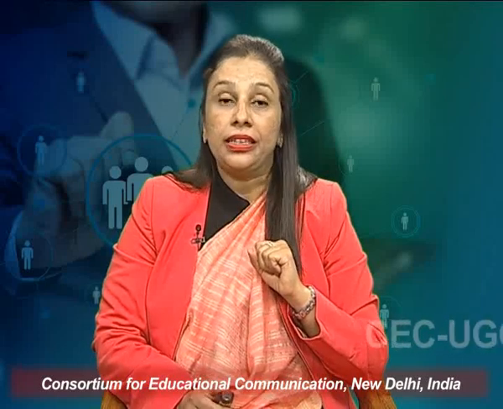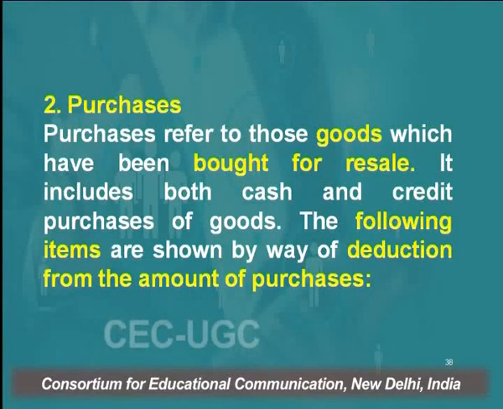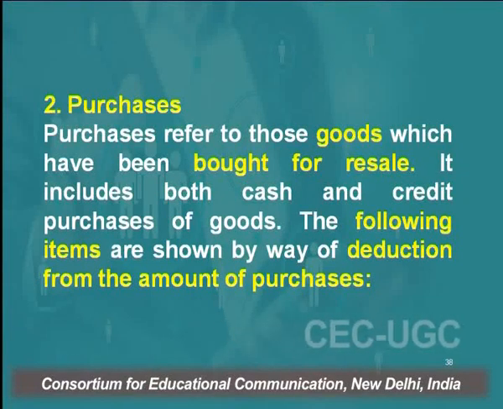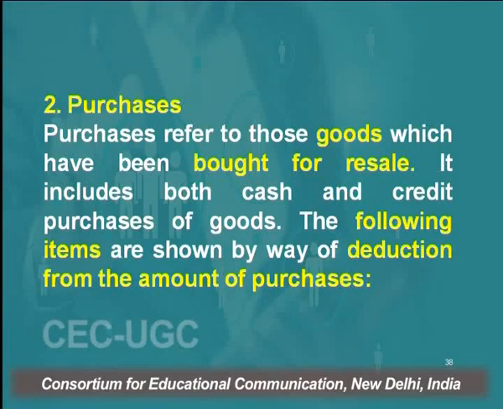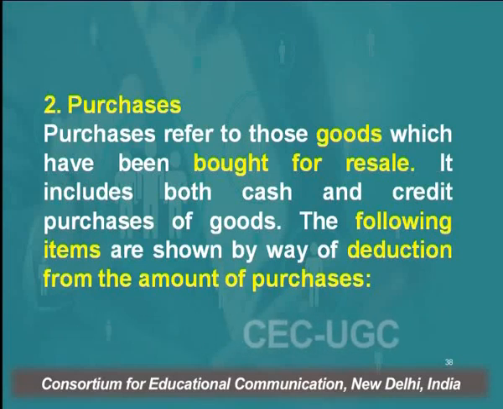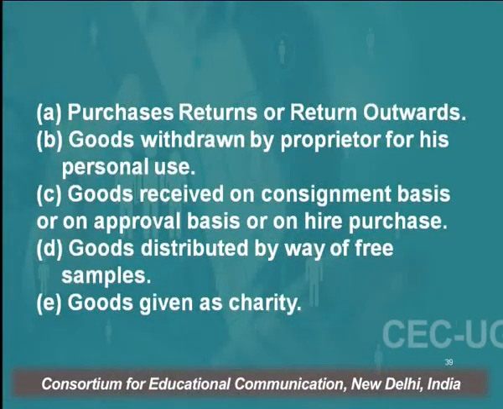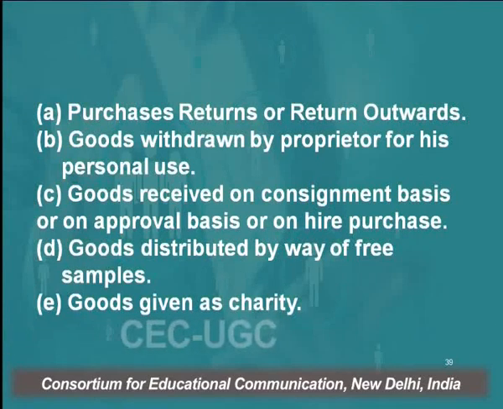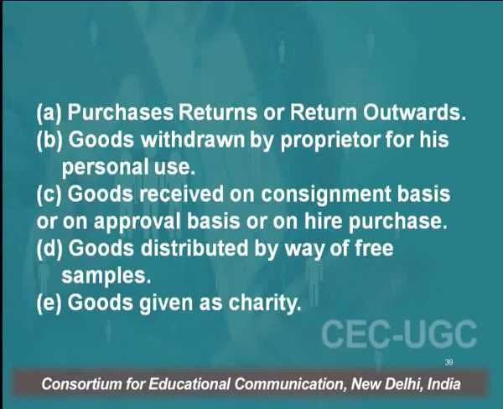trading account. So the other item which is appearing on the debit side of the trading account is purchases. So purchases basically refers to those goods which have been bought for resale purpose. It includes all types of purchases, whether cash purchase or credit purchase. The following items are shown by way of deduction from the amount of purchases. There are some items which you need to deduct from the purchases. The first item which you need to deduct from the purchases is purchase return, which is also known as return outward. The second item which you need to deduct from purchases is goods withdrawn by proprietor for his personal use.